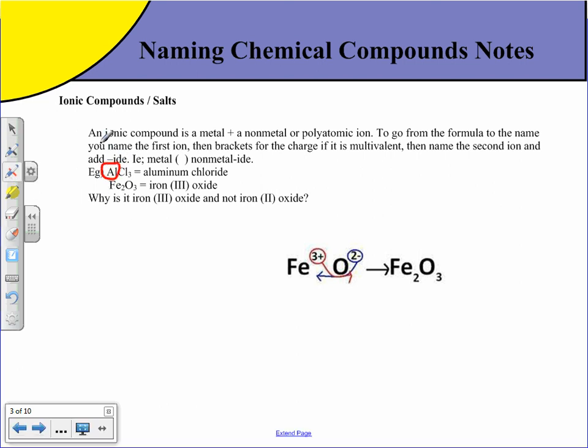For example here, I have AlCl3, so aluminum is my actual metal. Chlorine is my nonmetal, okay? So it turns into aluminum chloride, okay? Here I have iron(III) oxide, okay?